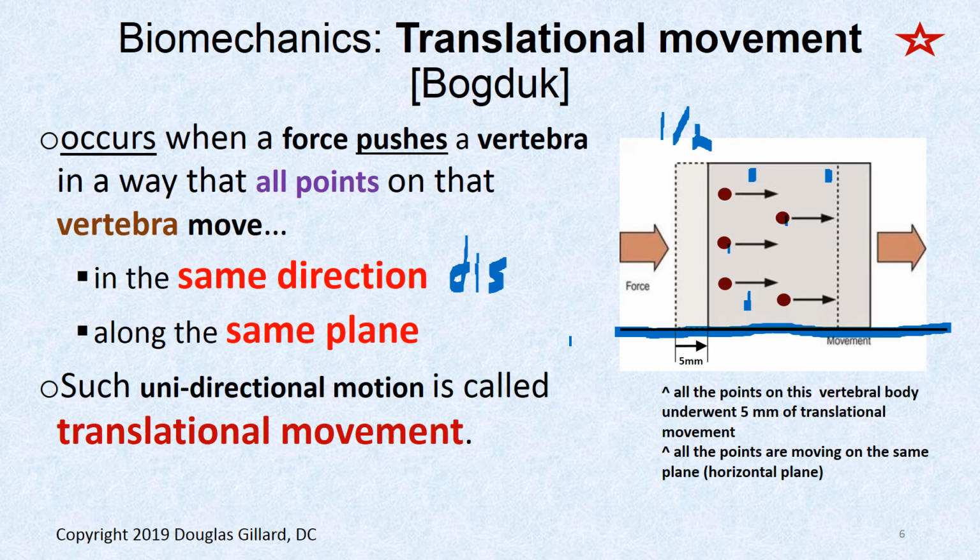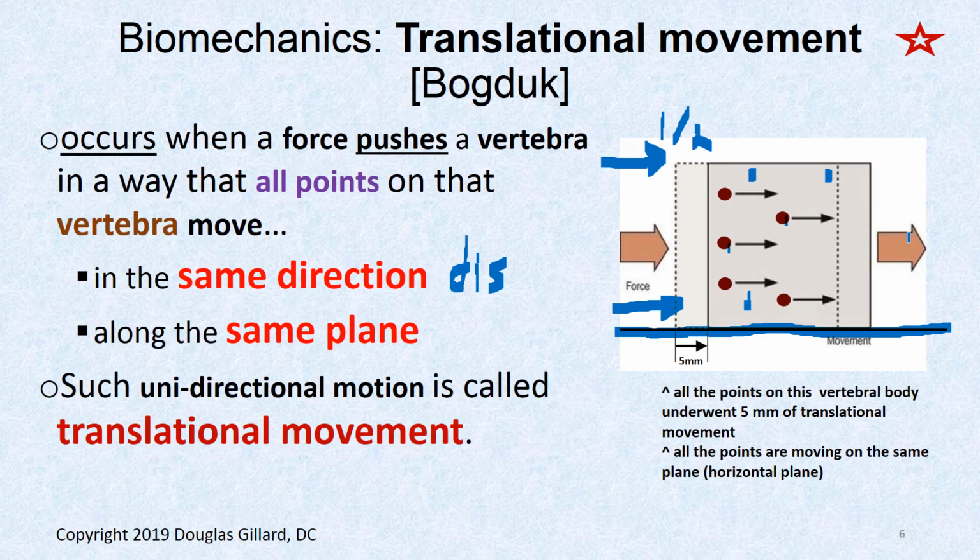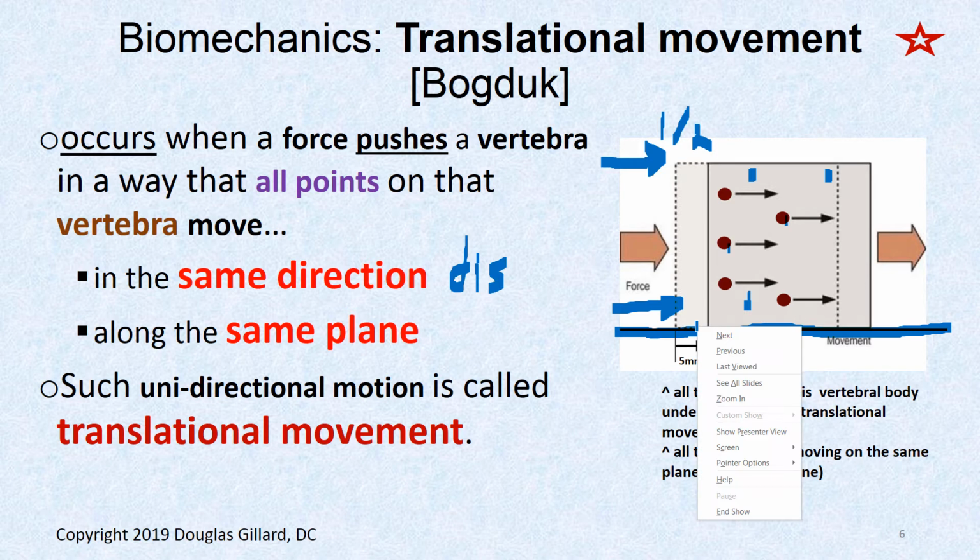And yeah, such unidirectional movement is called translation. Even if we have 2 forces, as long as the forces are going exactly the same way, or 3 forces, as long as the forces are going in exactly the same plane, exactly the same direction, you're going to create a translational motion. All right?